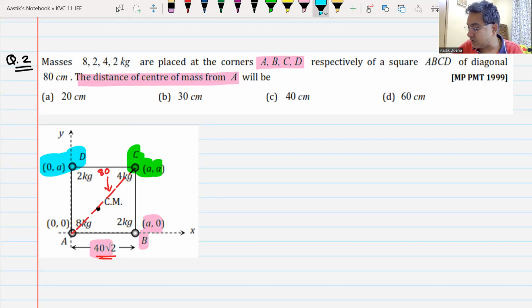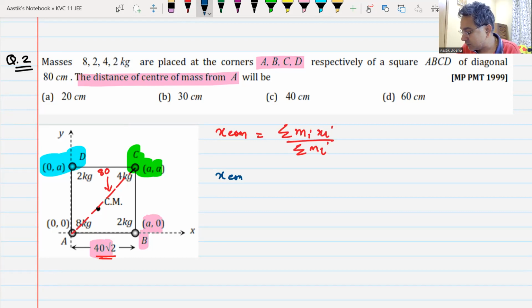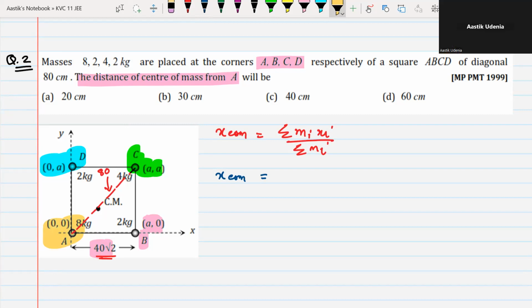Then we just have to find out the x position of the center of mass. And how do I find the x position of center of mass? It is summation of mi xi divided by summation of mi. I just put the values and get the answer. Now, for the first mass, it is placed at the origin, so I don't have to write it because it is at the origin, so m into x would be equal to 0.